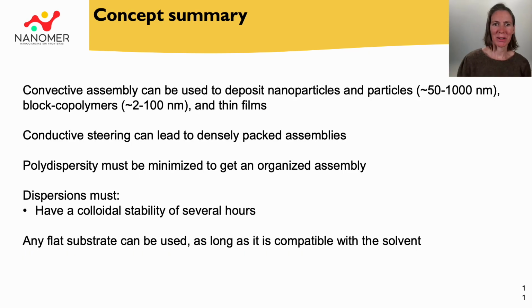To summarize this first part of the lecture, convective assembly can be used to deposit nanoparticles and particles 50 nanometers to 1 micron in diameter, block copolymers between 2 nanometers and 100 nanometers, and dense thin films. Convective steering can lead to densely packed particle assemblies. Polydispersity must be minimized if we want to have an organized assembly. And dispersions must have a colloidal stability of several hours to get to homogeneous deposition. Any flat substrate can be used as long as it's compatible with the solvent.